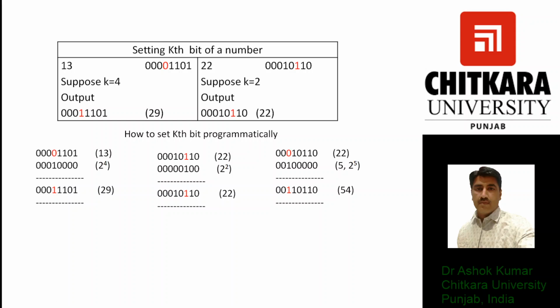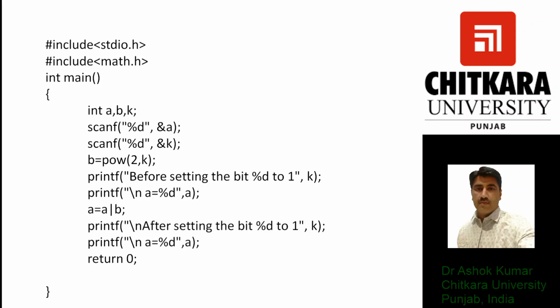In the next slide, we are going to discuss how we can program it. So this is the C code. In this program we have used 3 integer variables a, b and k. In a we'll read the number whose kth bit you want to set. Then the variable k is used to read from the input the value of k, the number of the bit that you want to set.